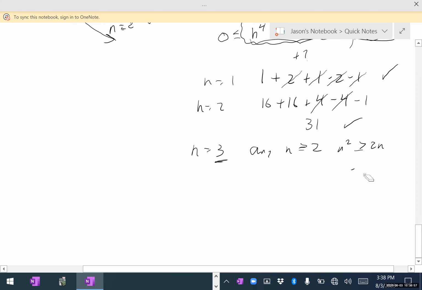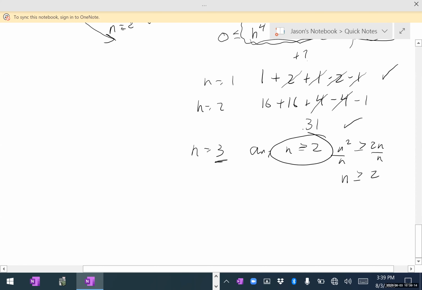Well, why is this true? Well, divide by n. We're saying that n can't be equal to 0. We're not going to start at 0. Then what does that mean? n is greater than or equal to 2. This is always true for n greater than or equal to 2.